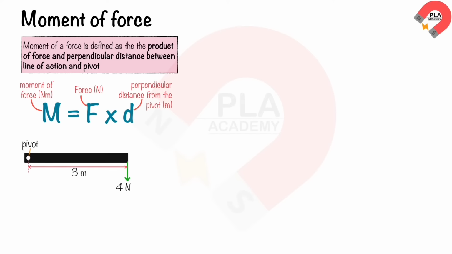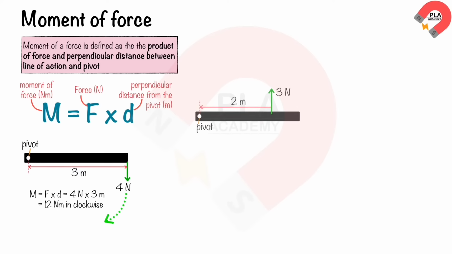For the first example, a 4 newtons force acts on the light beam at a perpendicular distance of 3 meters from the pivot. This causes the clockwise moment to be 3 times 4 is equal to 12 newton meters about the pivot. Second example, a 3 newtons force acts on the light beam at a perpendicular distance of 2 meters from the pivot. This causes the anticlockwise moment to be 3 times 2 is equal to 6 newton meters about the pivot.